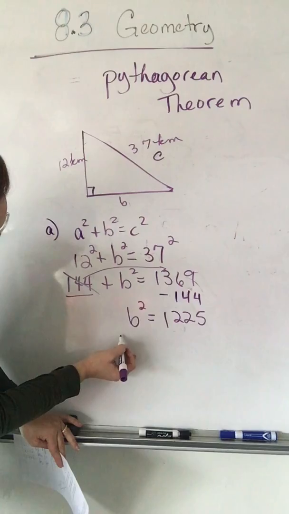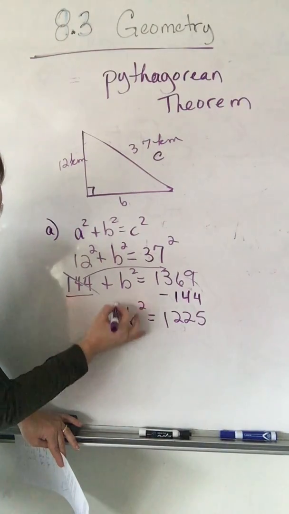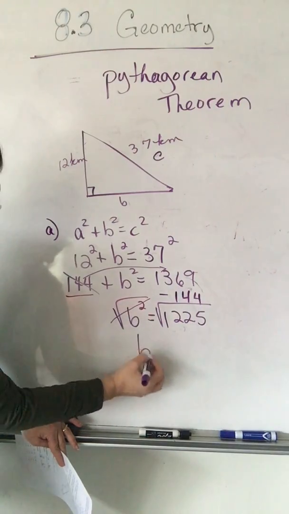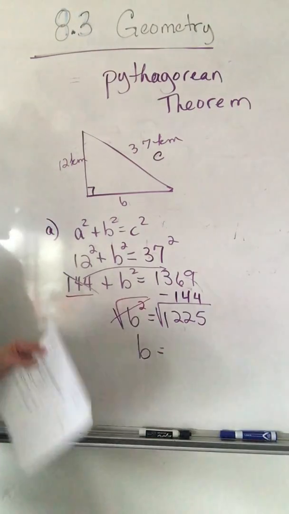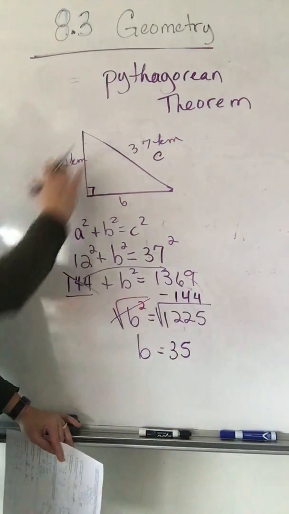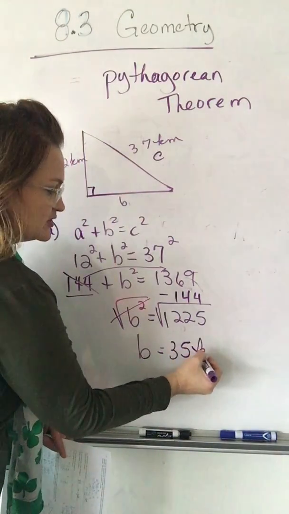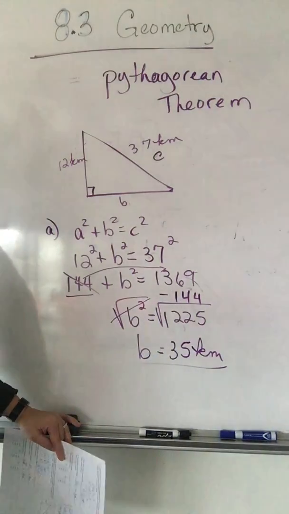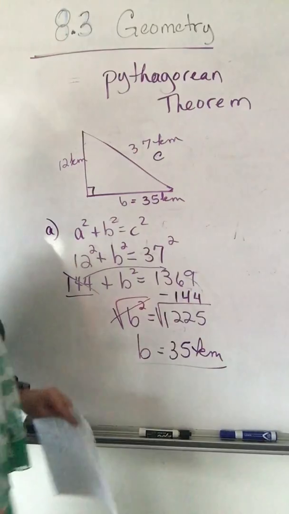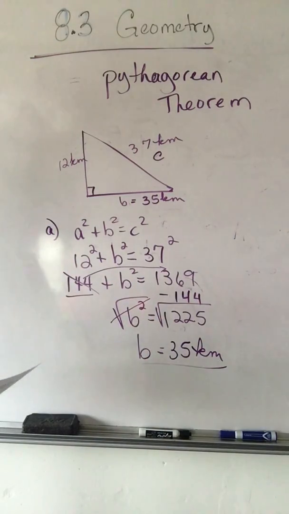Then to get b alone, because it's b squared equals, we need to square root as our last step. So square root both sides, that cancels that out, leaving the b equals square root of 1225. Do that on your calculator, and you should have 35, and these are all in kilometers this time. The unit we're using is kilometers. So now we know this side is 35. Now we can answer the area and the perimeter question.